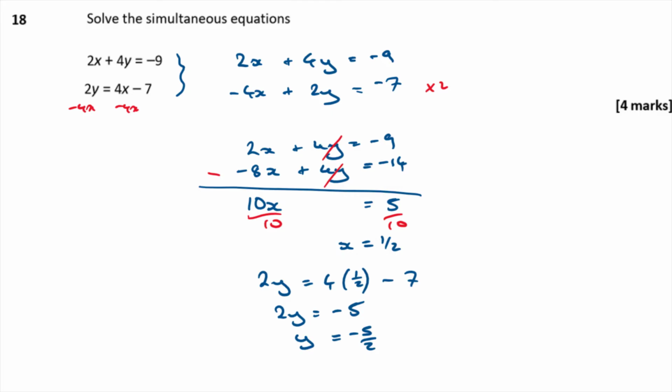So my solutions are x equals a half, y equals minus 5 over 2. Okay, done. Now we could just double check by subbing it into one of the other ones, but it's going to be fairly horrendous. So you can try that if you like.